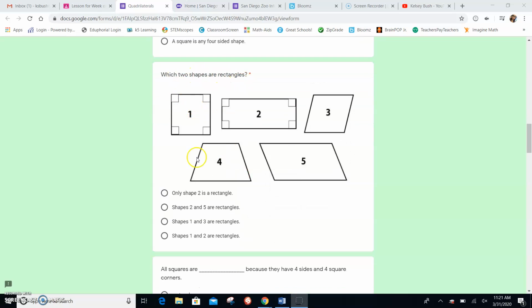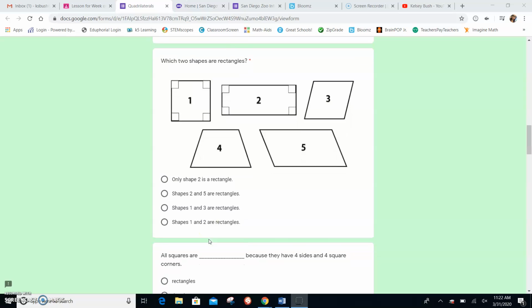Which two shapes are rectangles? Only shape 2 is a rectangle. Shape 2 and 5 are rectangles. Shape 1 and 3 are rectangles. Shape 1 and 2 are rectangles.